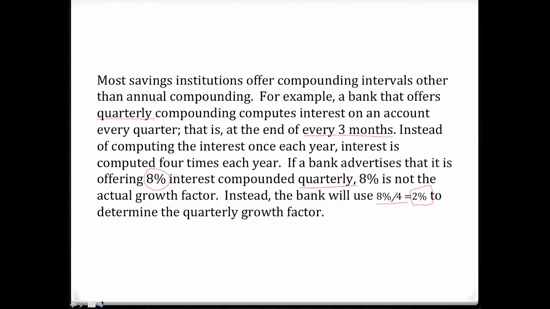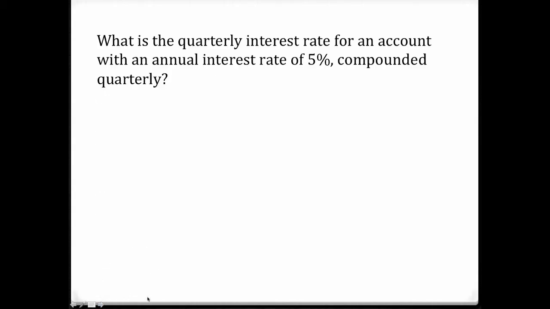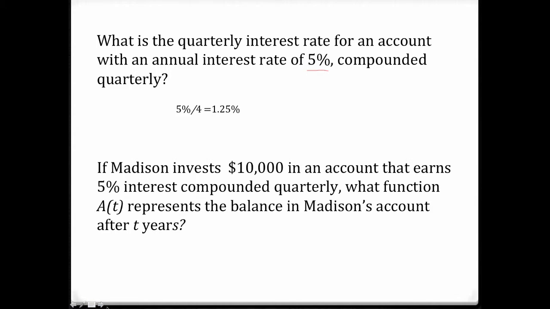So let's try that out. My quarterly interest rate for an account that's earning 5% would be how much on a quarterly basis? Well, that's going to be 5% divided by 4, my quarters. So that's 1.25%.